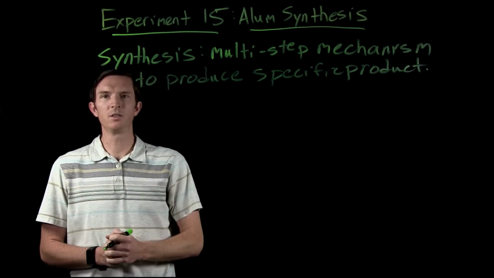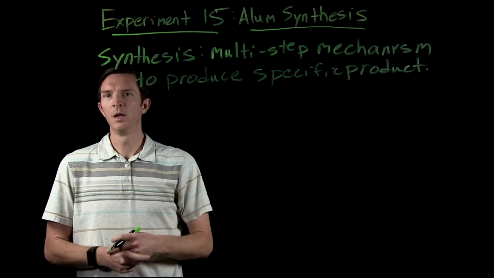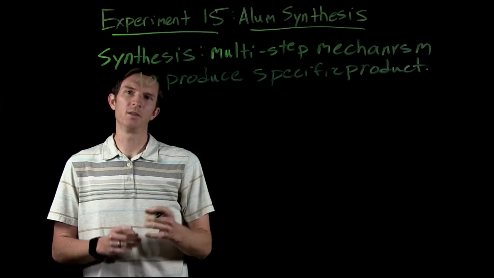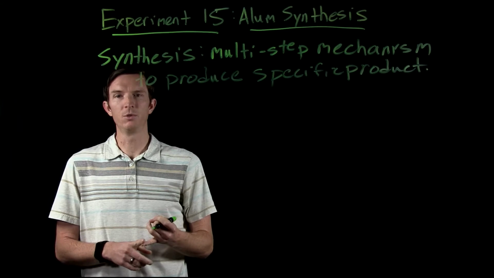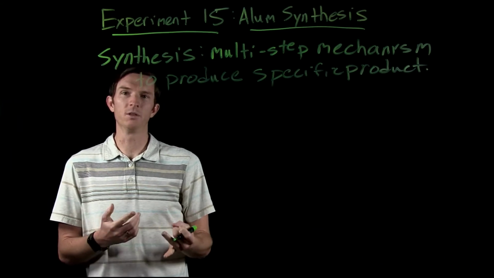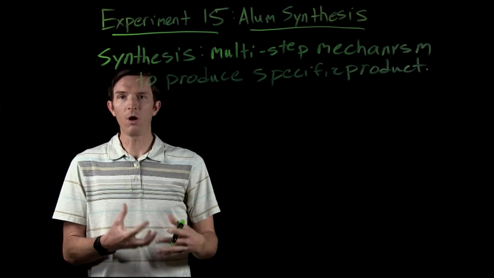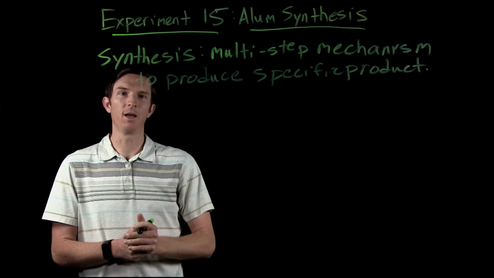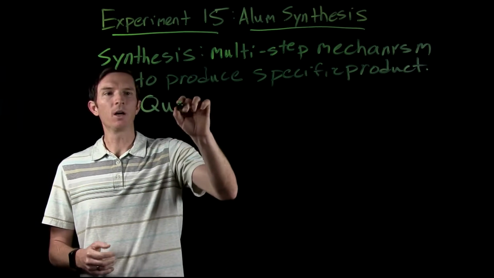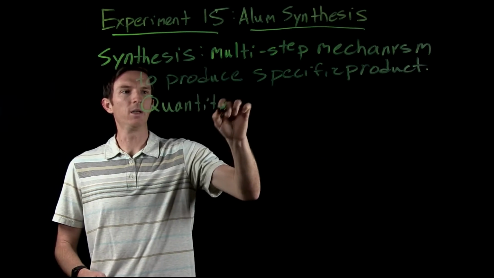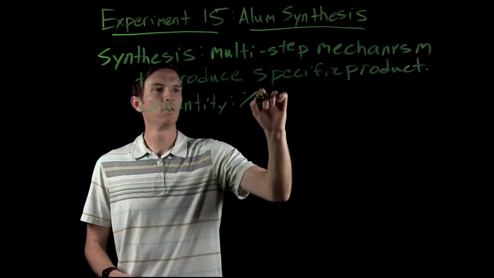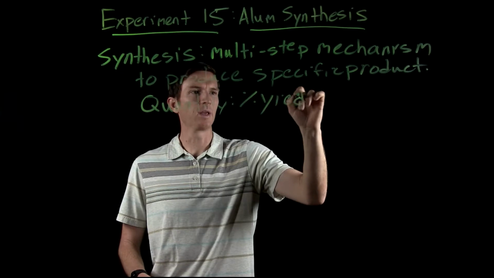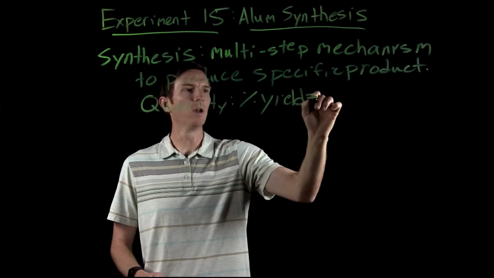Now, when we talk about synthesis, we usually talk about maybe two key terms, and that is the quantity that we get, which is related to something we're going to call percent yield, and then also the quality of what we have, which we're going to use the melting point to identify. Okay, so if we talk about quantity, we usually talk about percent yield. Okay, and we've seen percent yield before, right?